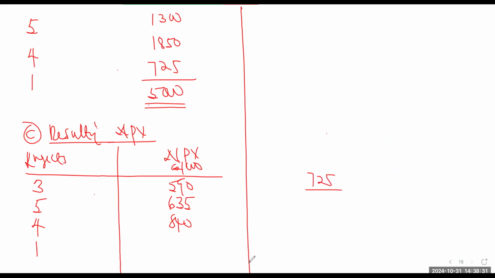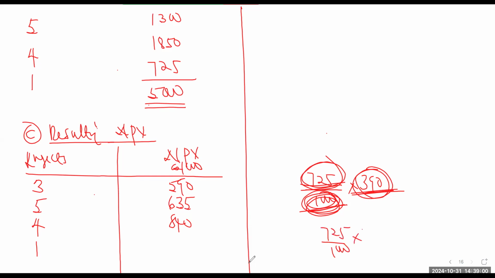725 divided by 1,000 multiplied by what? 390. Okay. So the 1,000 is giving us 390. If you invest 1,000, you get 390, but you are investing only 725. So you find the portion of the NPV. So you do 725 over 1,000 multiplied by 390. What are you getting? 282.75. So you can do it as 283 because we are running to the finale.